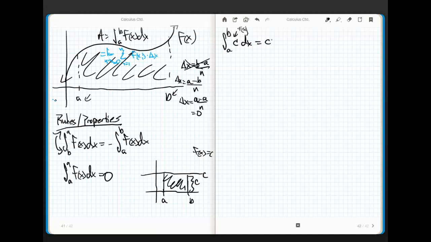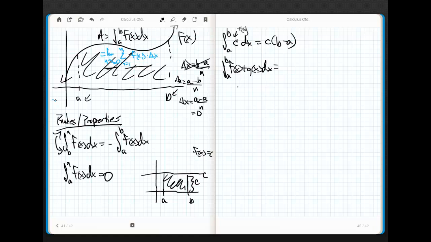So this is just going to be c times b minus a. Easy. Nothing to it. How about this? How about the integral from a to b of f of x plus g of x dx? Well, where do integrals come from? They come not only from limits, but from sums as well.